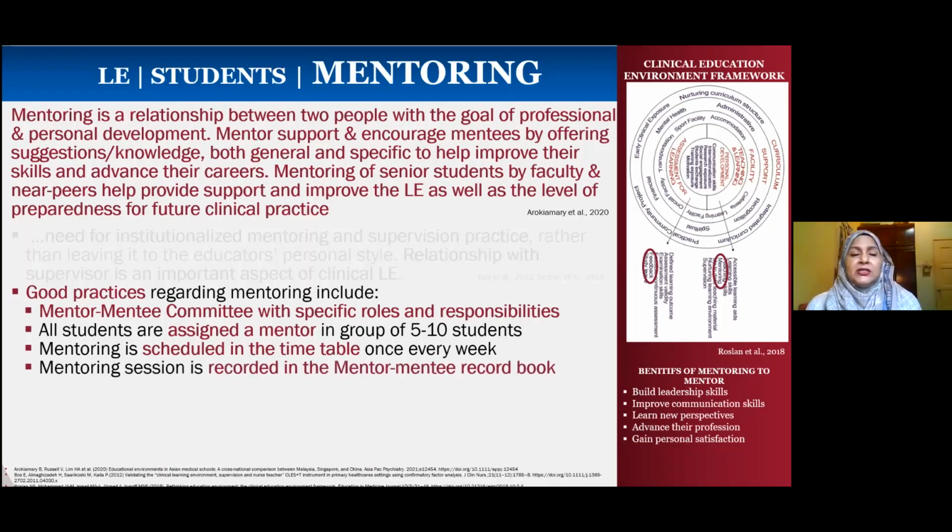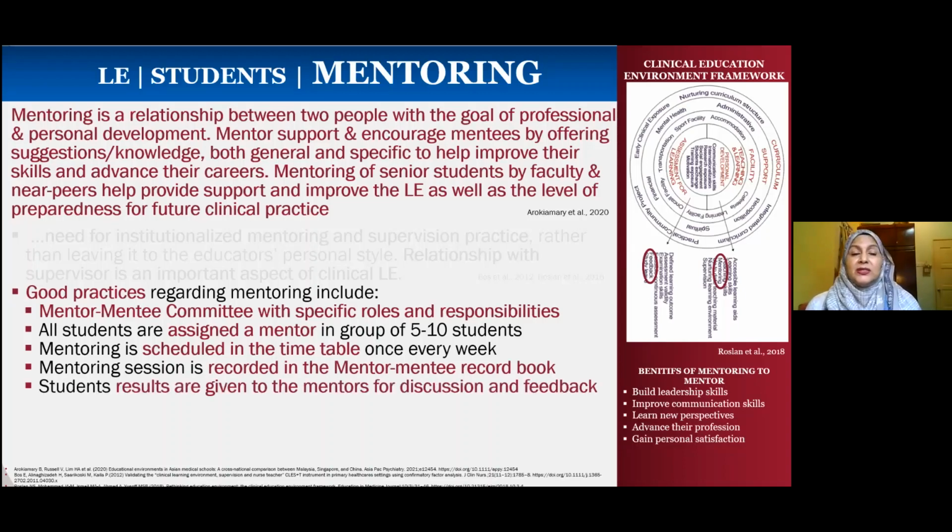The mentoring session is recorded in the mentor-mentee record book. That becomes a sort of legal document, which can be utilized when, suppose, the student fails and claims that he or she has been doing very well and no guidance was given to them. In that case the mentor-mentee record can play its role as a legal document.